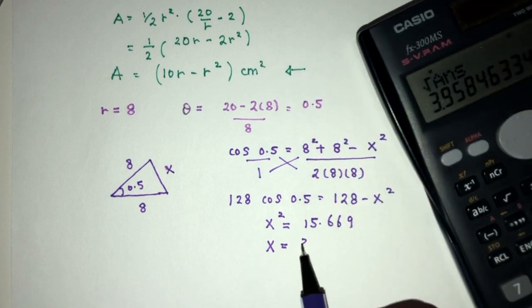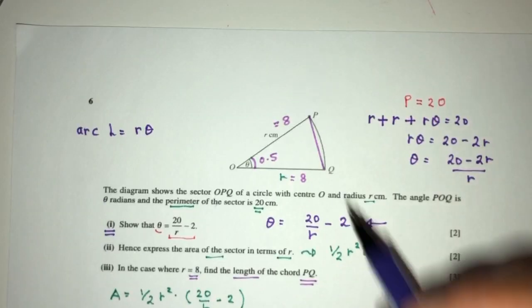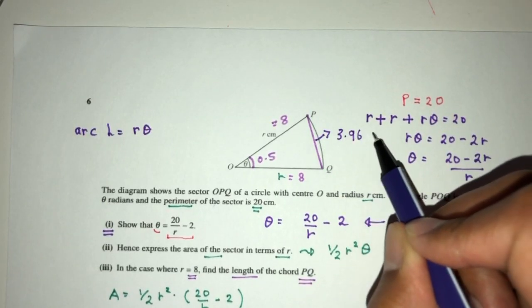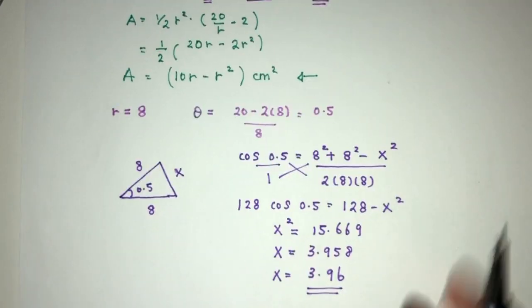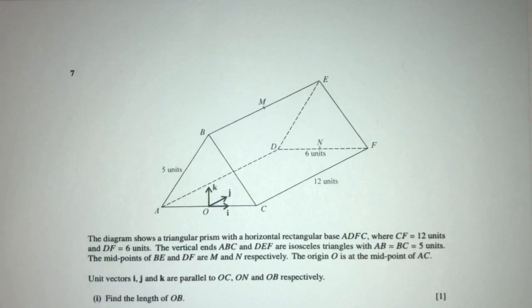That will be 3.958, so to 3SF, 3.96. That will be the length of the chord PQ for this one. That will be 3.96 centimeters. Okay, and that will be a question involving circular measure. Let's move on to the next question.